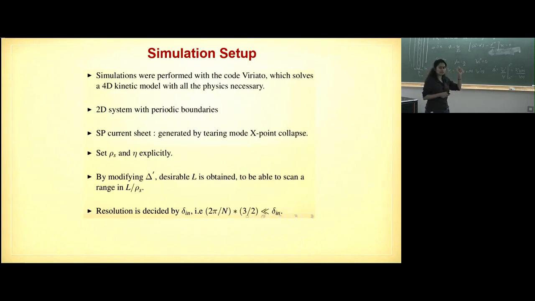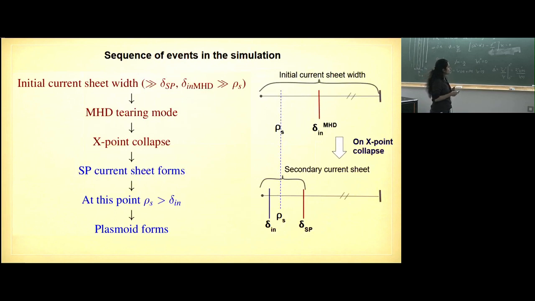The way that I obtain my current sheet, which becomes plasmoid unstable, is by that X-point collapse that I had mentioned earlier. Then I'm setting the eta and rho s explicitly. By modifying delta prime and so on, I can get a desirable length of the current sheet. And the resolution is, of course, decided by the inner boundary layer width that I need. So this is a schematic to tell you what is happening in the simulation that I'm going to show shortly, okay?